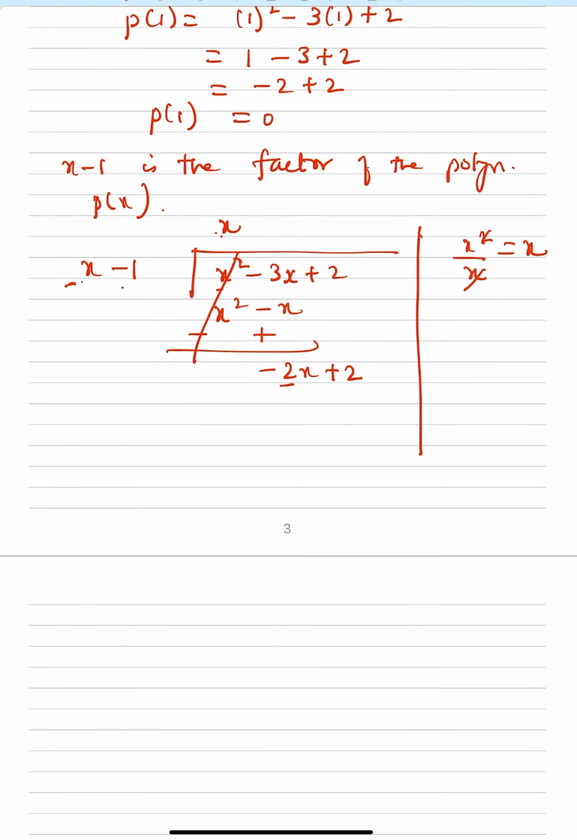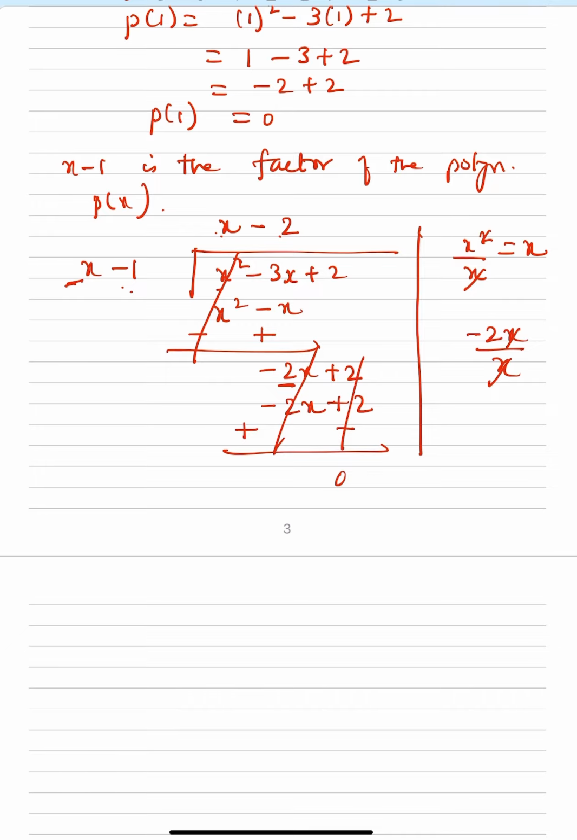Now, same thing. First term, that is minus 2x, let us divide it by x to get the second term of the quotient. So it is nothing but minus 2. Okay. Second term is minus 2. So minus 2 multiplied with x, we get minus 2x, and minus 2 multiplied with 1, we will get plus 2. Minus minus is plus. Now change the sign. So the remainder is 0.